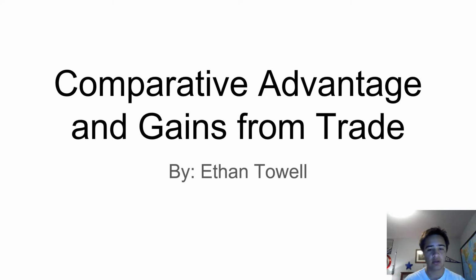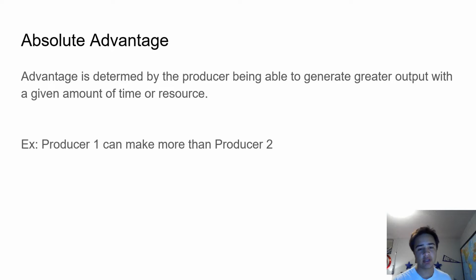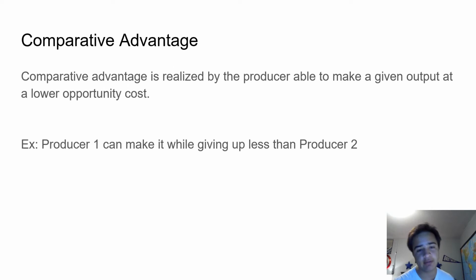Let's get into it. So, first, we're going to get into absolute advantage. Absolute advantage is determined by the producer being able to generate greater output with a given amount of time or resource. Example is producer one can make or produce more than producer two. Pretty simple. It really gets more complicated when you look at comparative advantage.